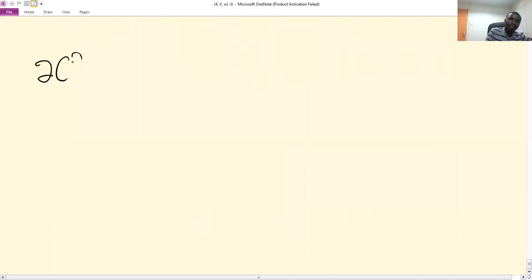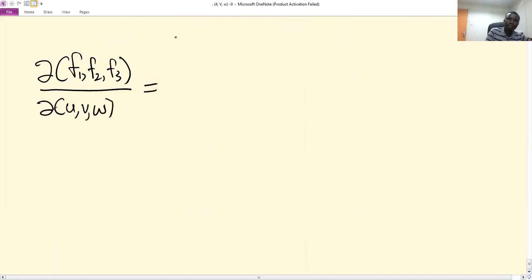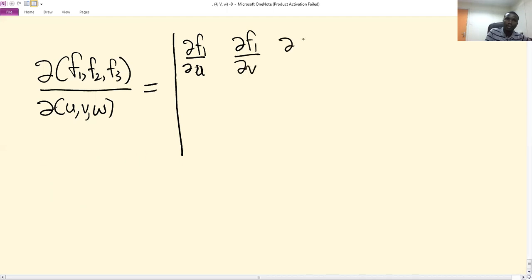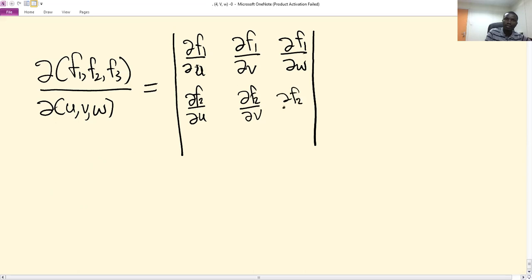Next, we define the Jacobian of f1, f2, f3 with respect to u, v, and w, which by definition is the determinant f1 u, f1 v, f1 w, f2 u, f2 v, f2 w, and then f3 u, f3 v, f3 w.